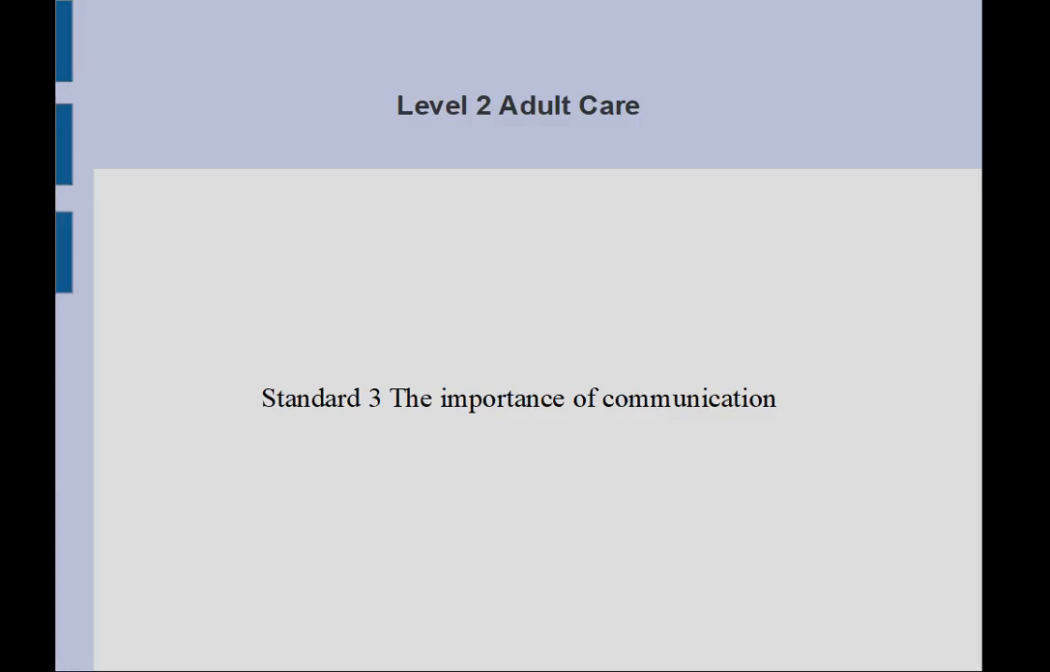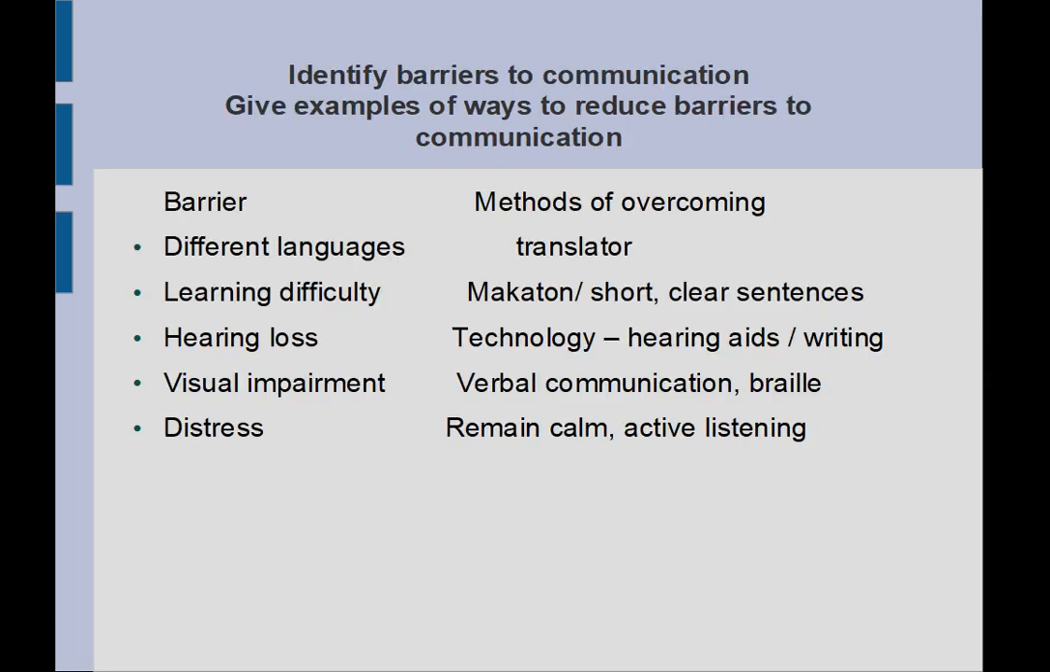Today we're going to be talking about Standard 3, the importance of communication in the Level 2 Adult Care Apprenticeship. We're just going to go straight through it. So, the first jobs you need to do are to be able to identify some barriers to communication and give some examples of ways to reduce those barriers. I've given you a few examples here. You can come up with a couple more by yourself or use these or something similar.